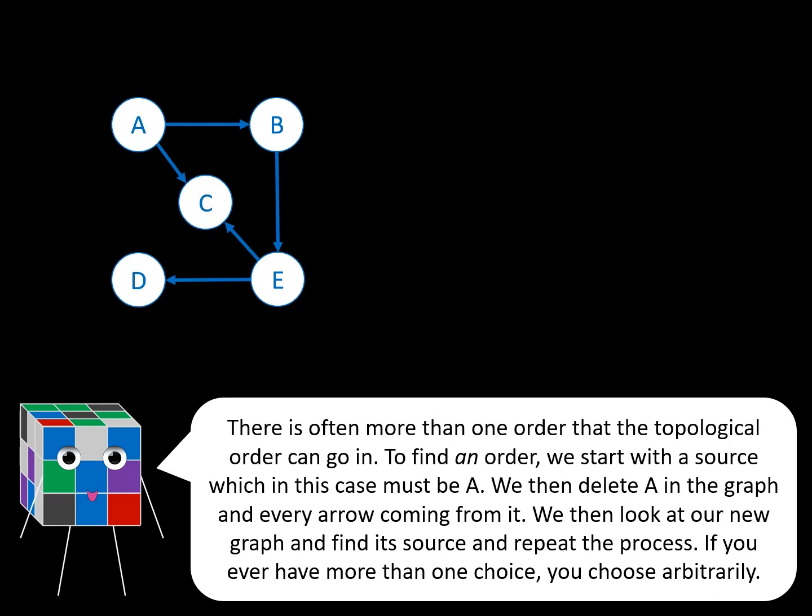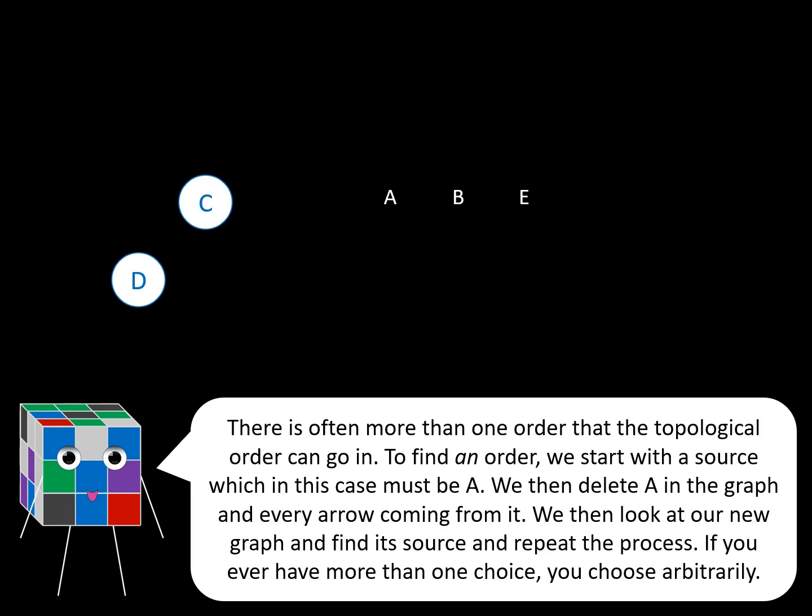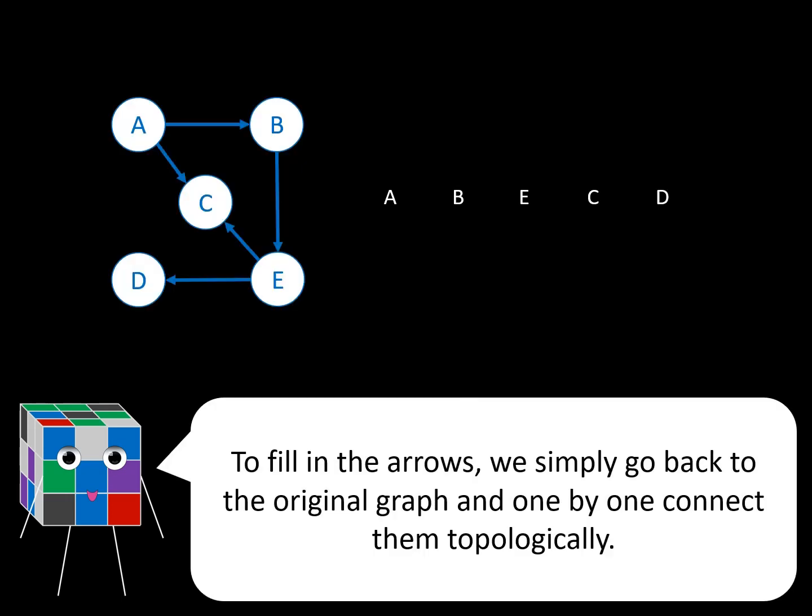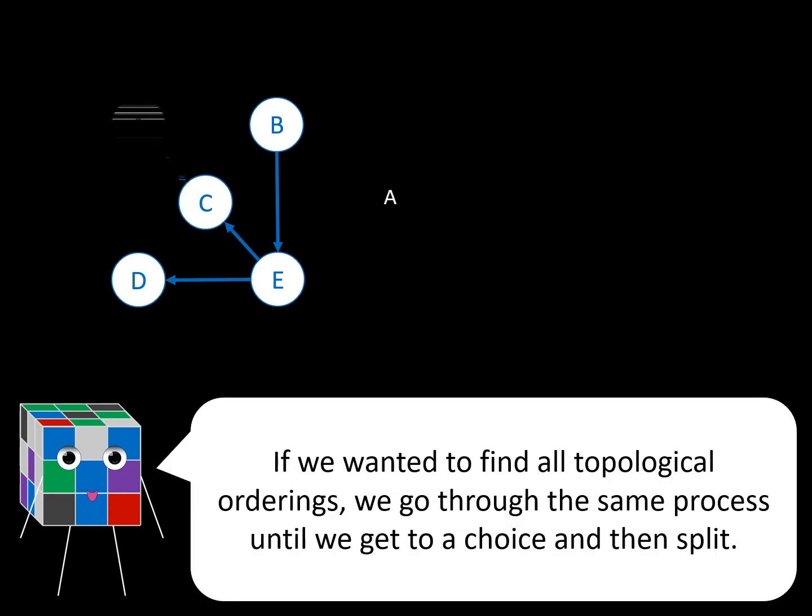There's often more than one order that the topological order can go in. To find an order, we start with a source, which in this case must be A. We then delete A in the graph and every arrow coming from it. We then look at our new graph and find its source and repeat the process. If you ever have more than one choice, you choose arbitrarily. To fill in the arrows, we simply go back to the original graph and one by one connect them topologically. If we wanted to find all topological orderings, we go through the same process until we get to a choice and then split.